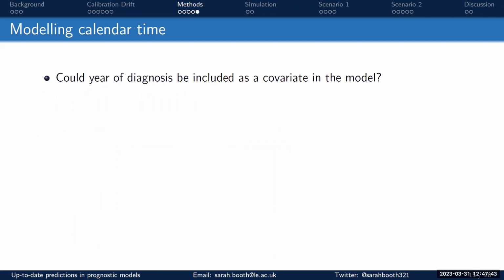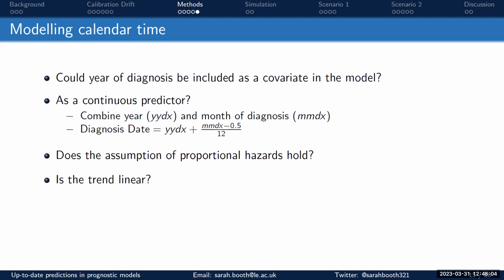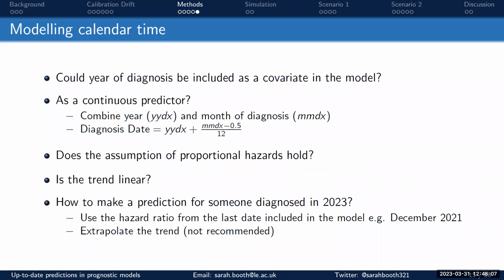And we also considered, could modelling calendar time be a good approach as well? So we thought maybe year of diagnosis could be included as a covariate in the model. And we thought maybe if we combine together the year and the month of diagnosis, it would be a bit of a smoother function. And then we would need to assess, does the assumption of proportional hazards hold? Is the trend linear? And then also, once you've fitted your model and you want to make predictions for new patients, how would you actually do that in practice? Imagining you've got a new patient diagnosed in 2023 and your model was fitted using data up until 2021, how would you then make a prediction for this new patient?